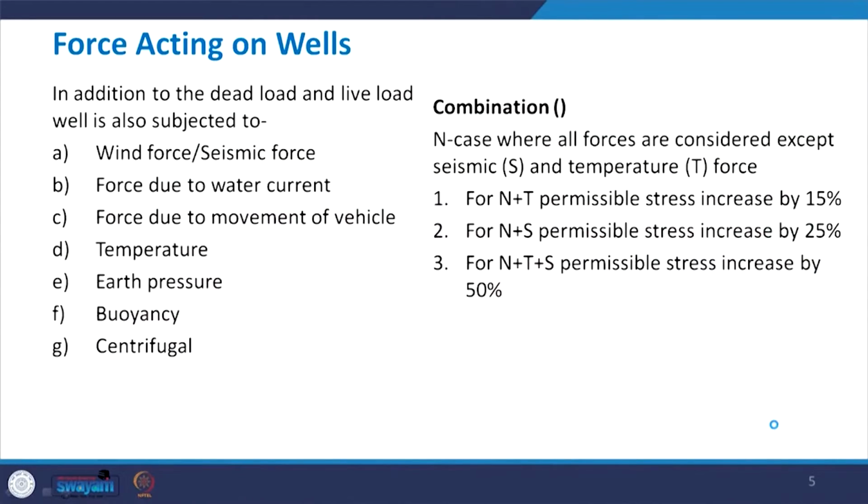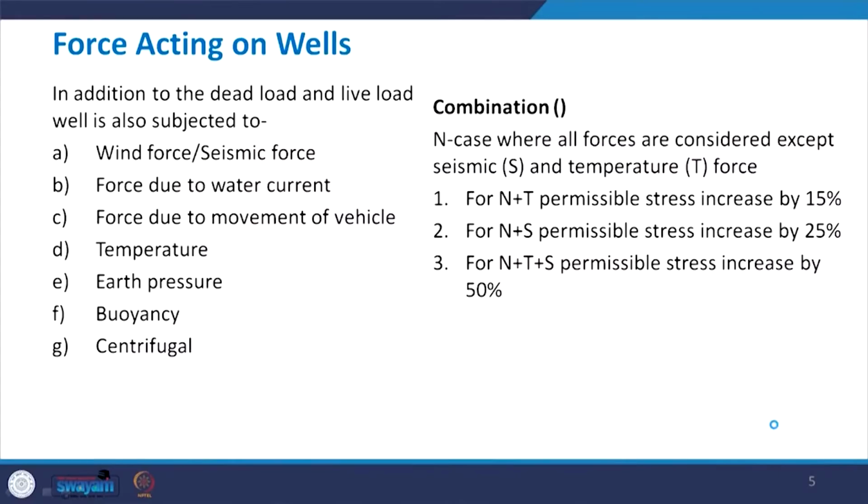Then forces due to water current, if applicable, need to be considered in any case. Because the wells are mostly designed for bridges, the forces due to movement of vehicles need to be considered. Then temperature force, which may be optional in the sense that if there is a variation in the temperature, then it is required to be considered. Earth pressure will always be considered in the design. Buoyancy will also come, if it is present, then centrifugal force.